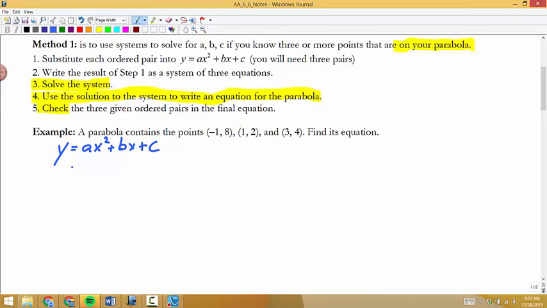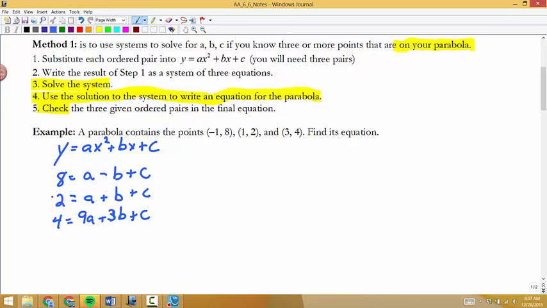What I want to do is start by taking each one of these points and plugging it into our general equation. For instance, if I start with the first one, my y value is 8, and then I'm going to plug in my x value. So if I have -1 squared, that's 1. 1 times a would just be a. I'm going to put -1 in for x here, so that would be -b, so it would be minus b, and then plus c. So that would be one of the equations for my system.